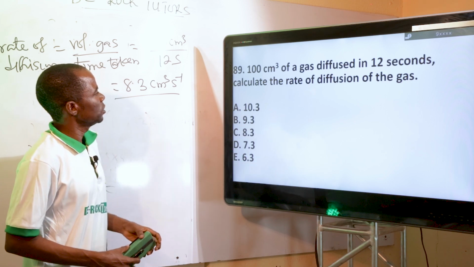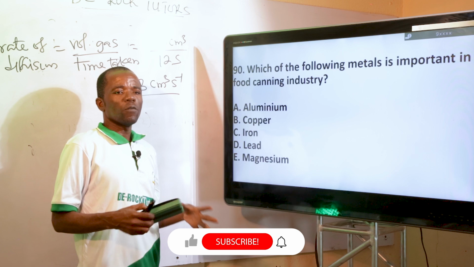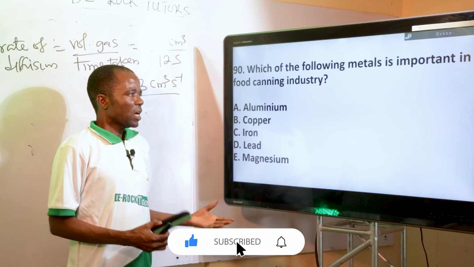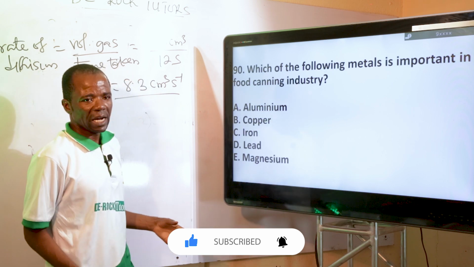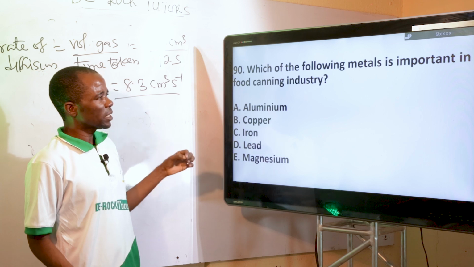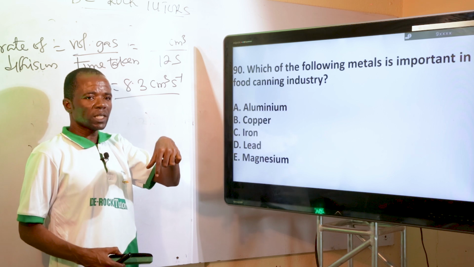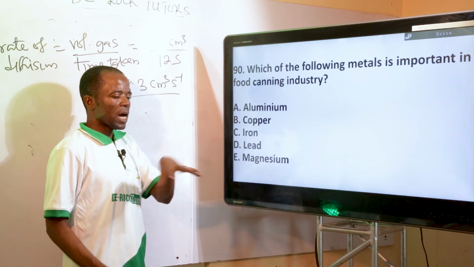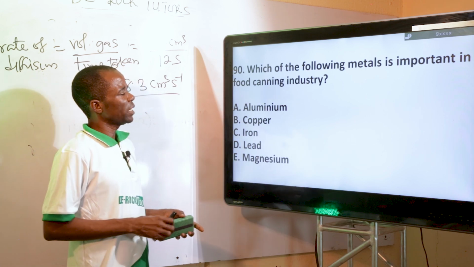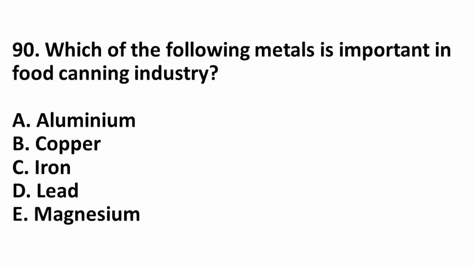Let's go to number 90. Which of the following methods is important in the food canning industry? Now, a lot of foods are preserved and actually sold in cans. Talk about geisha and the rest of them. They are in cans. And the kind of materials that are used are those that won't react with the content. The obvious choice here is aluminum. Aluminum is passive. It won't react with whatever is put in that particular canned container. So the correct answer for number 90 is option A.